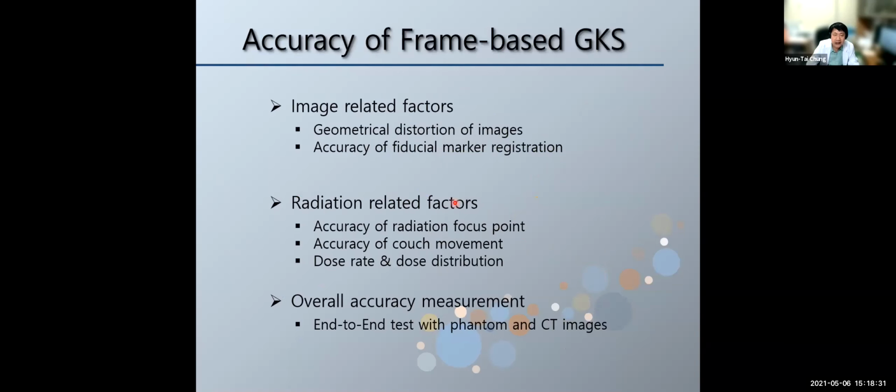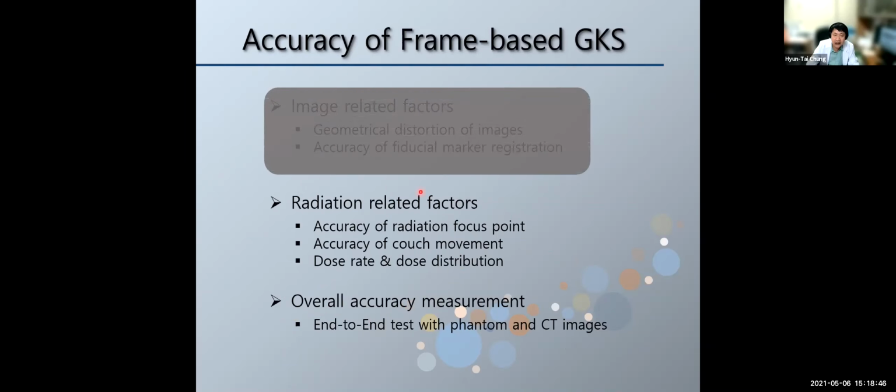So in order to check the accuracy of frame-based GKS, we need to look at the image-related factors, radiation-related factors, and finally, we need to perform an overall accuracy measurement. In this presentation, I will not cover the image-related factors and will focus on radiation-related factors and overall accuracy measurement.